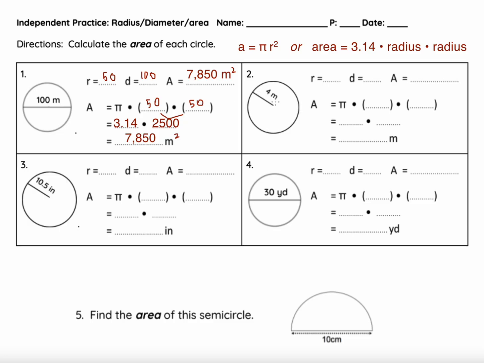For this one, we're given the radius. So we know that the radius is 4. And the diameter is twice the radius. 2 times 4 is 8. And once again, we'll use the same formula. So we'll do pi times radius, which is 4, times radius again, which is 4. Now 4 times 4, that makes 16.